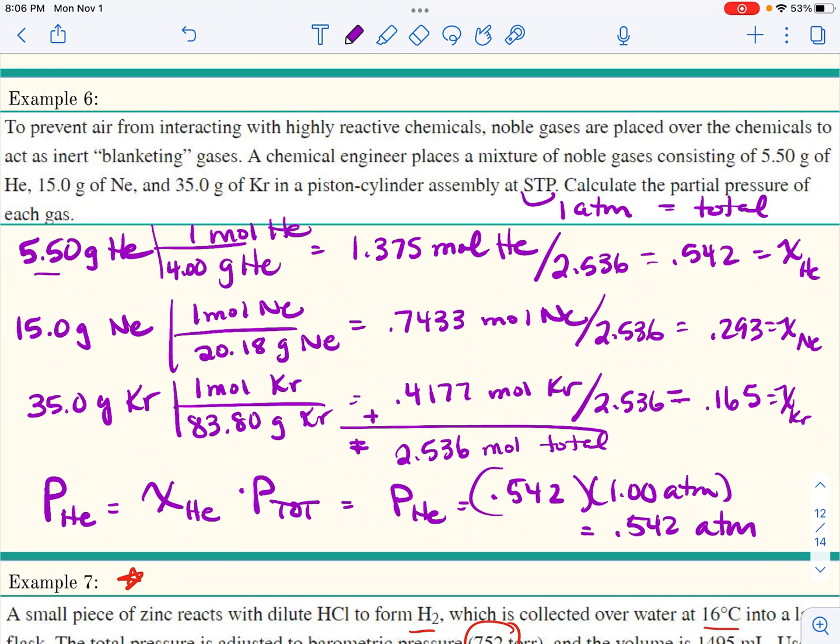So basically, if this wasn't 1 atmosphere, then we'd have to do all that multiplication. But what we can do now is say that because the total pressure is 1 atmosphere, I can make these atmospheres, and I know my pressures.